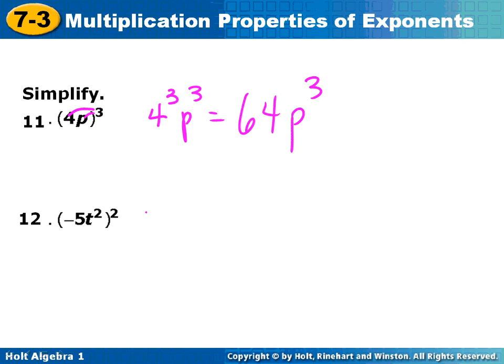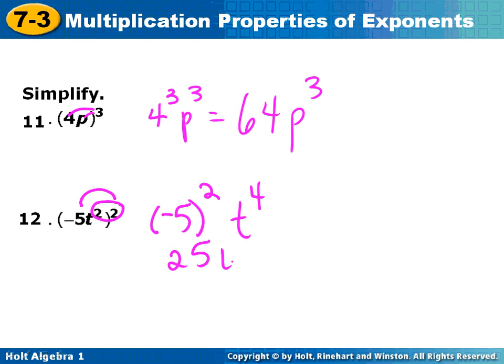Let's try 12. I have negative 5 to the 2nd, so I have to power the coefficient, and then I need to multiply the exponents. Negative 5 squared is negative 5 times negative 5, which is positive 25, t to the 4th. That's all.